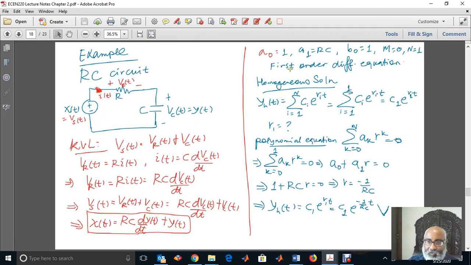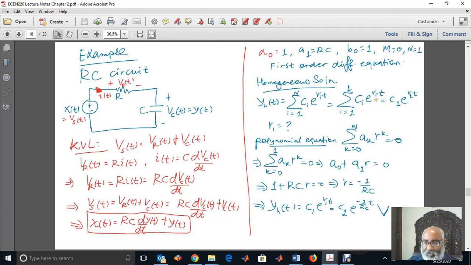So n is equal to 1. M, no derivative for x, so it is 0. P0, the coefficient of x, is 1. A1, the coefficient of dy by dt, is R times C. A0, the coefficient of y of t, which is a0.